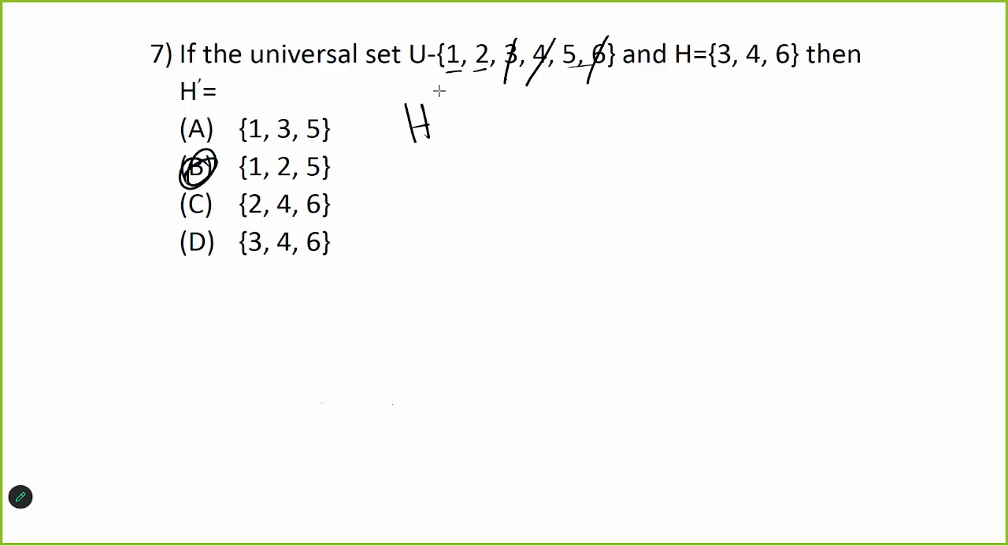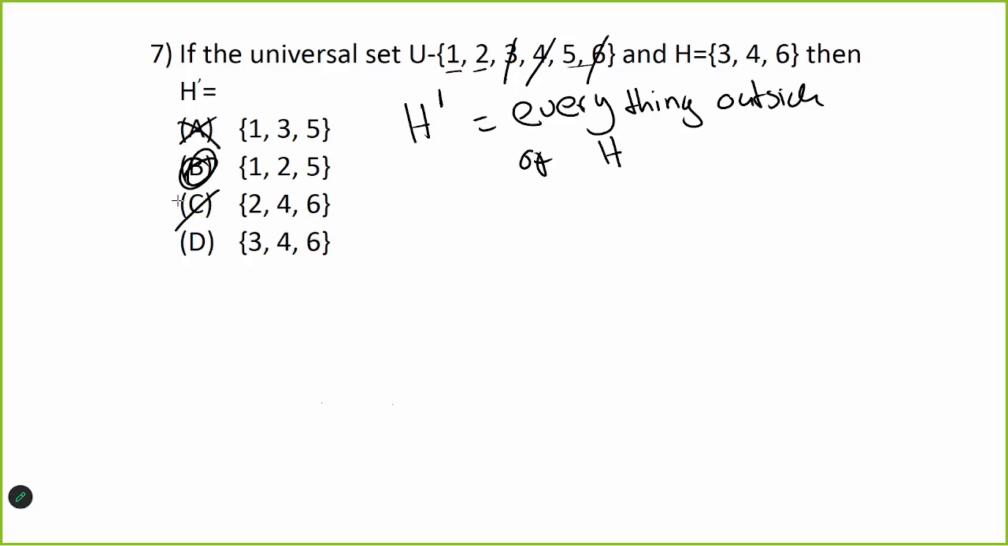Again, H complement means everything outside of H. So it will not be 3, it would not be 4, and it would not be 6. Right? So this one has 3 out. This one has 4 and 6 out. This one has 3, 4 and 6 out. So it has to be B.